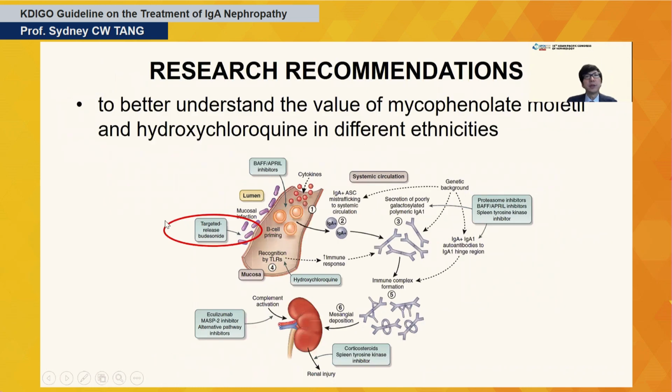Now, the final part of the guideline on IgA nephropathy would include some research recommendations. And the first one, in order to better understand the value of MMF and hydroxychloroquine in different ethnicity, further studies would have to be conducted. Another important research recommendation would be, as you can see here, on the utility of targeted release formulation of budesonide.